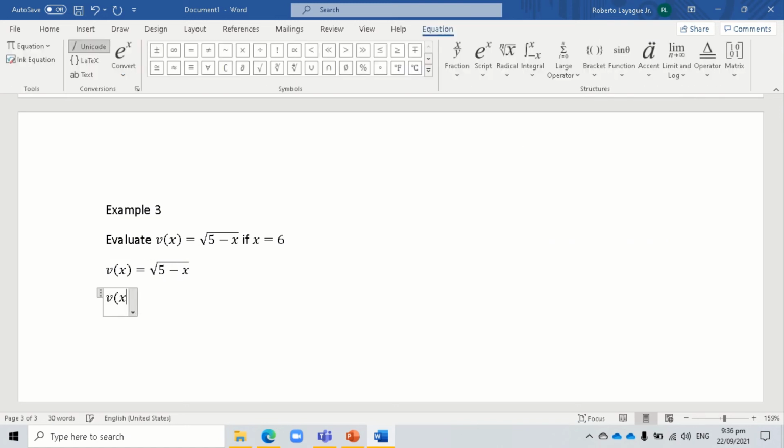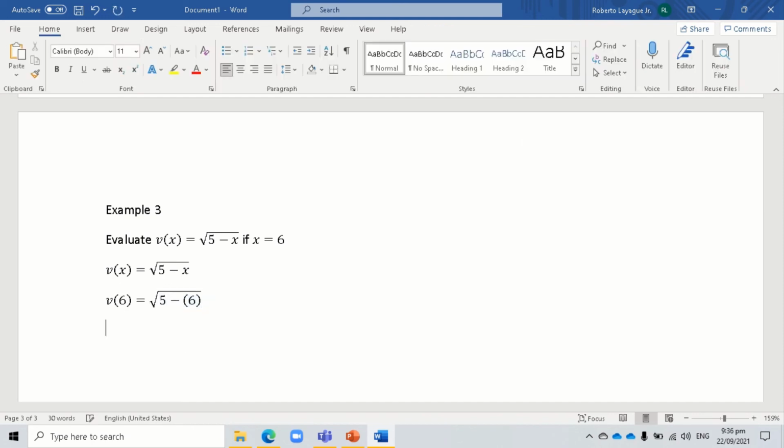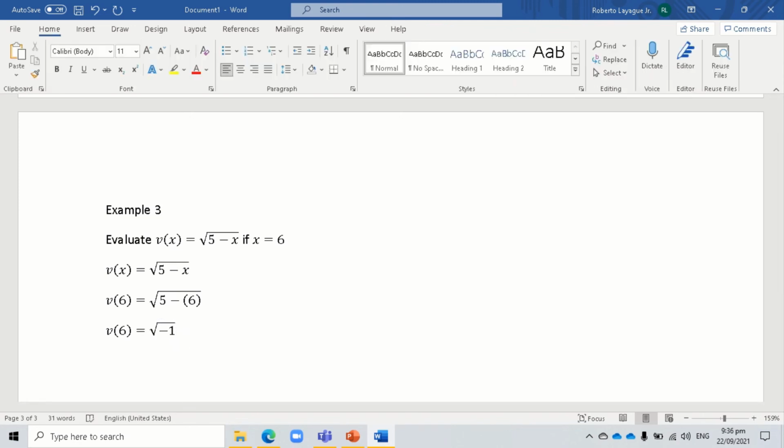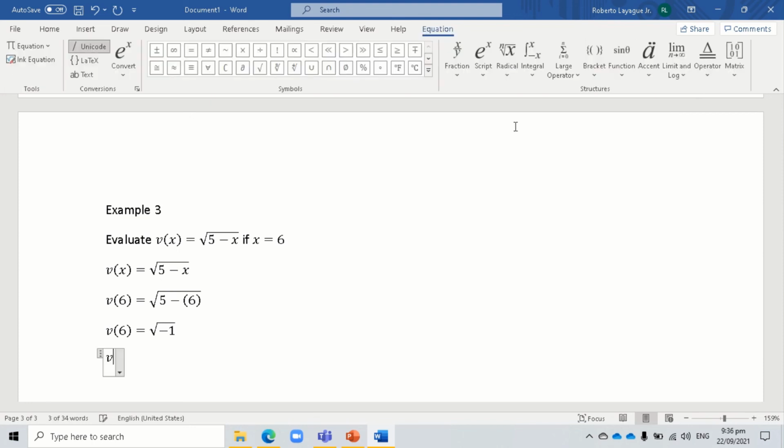So v of 6 is equal to the square root of 5 minus 6. Okay, oops. Technically, if we have 5 minus 6, so we have now v of 6, that'll be equal to the square root of 5 minus 6, that is negative 1. And then I believe when we discuss this one, the square root of negative 1 will lead you to i, or the imaginary. And that's it. That's how you evaluate now function.